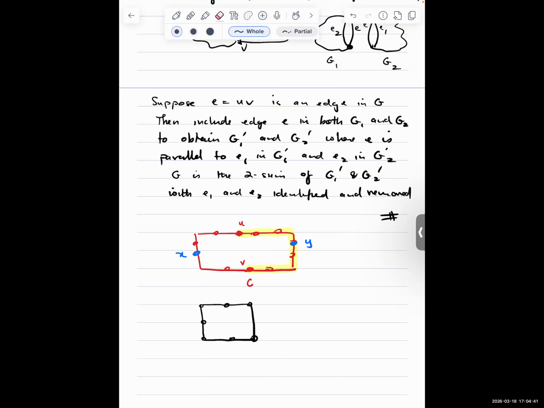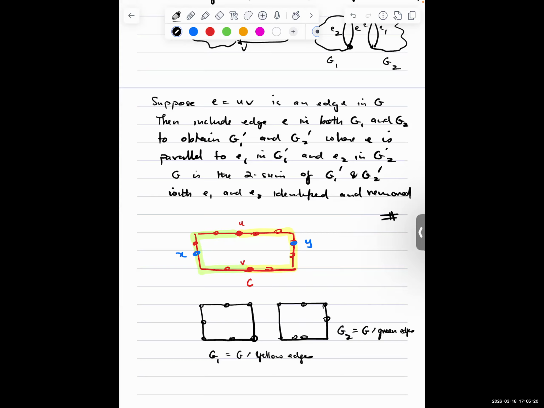So this would be G1, which is G contract the yellow edges. And then do the same for this. G2 is G contract the green edges. Okay.